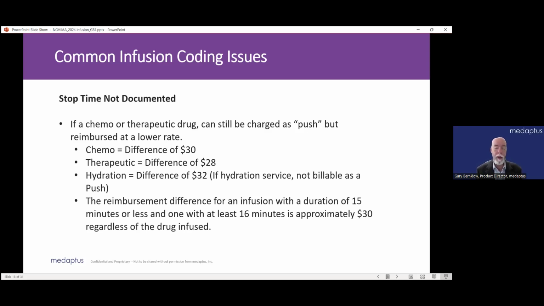So if you're missing a stop time on hydration, you lose out on all the revenue for that specific hydration service, right? If the duration is between 16 and 31 minutes, you can't bill it anyway, so it's irrelevant. But if the duration of that hydration service lasts longer than 31 minutes, again, there's a difference of about $32 from what you would be getting reimbursed if you didn't have that documented stop time.